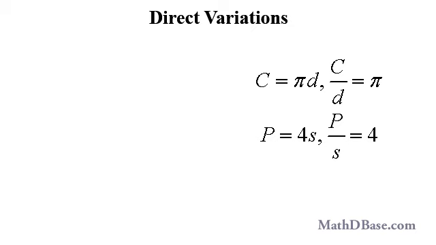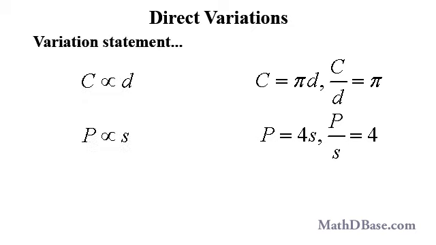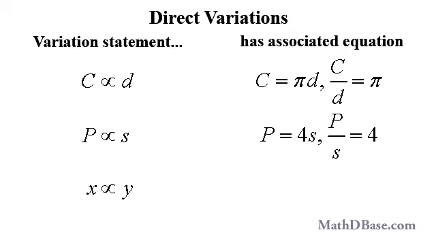More generally, every direct variation statement, c varies as d, p varies as s, or x varies as y, has an associated equation. c equals pi times d, p equals 4 times s, and x equals k times y, where k represents a constant, to be determined based on the specifics of the problem.